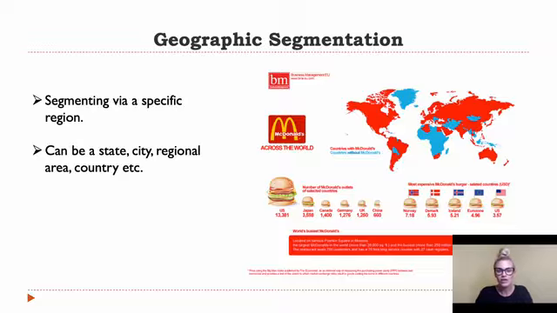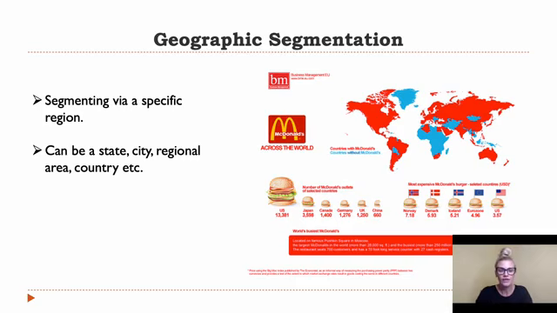So I like to say geographic segmentation is pretty straightforward. It's segmenting via some specific and outlined region, and this could be at a city, a state, a provincial, a country level. There's all different ways, but it's based on a geographic segmentation or a location type of segmentation strategy.